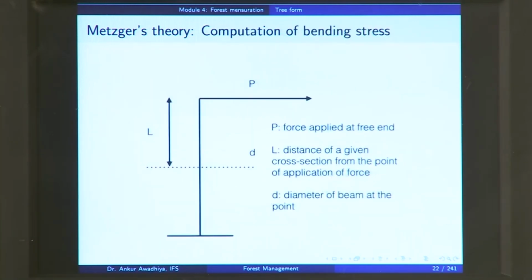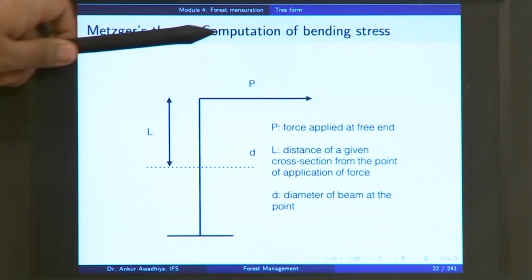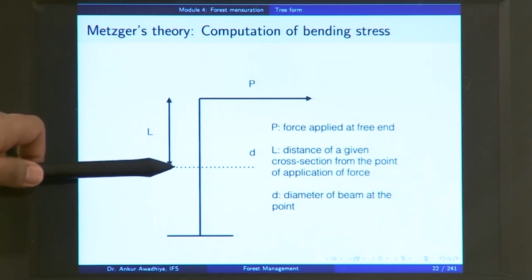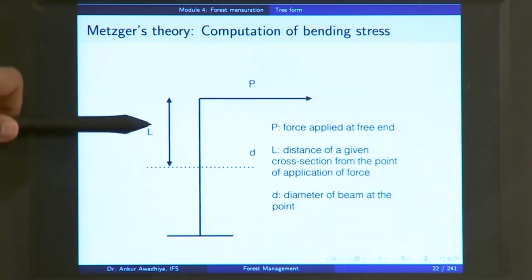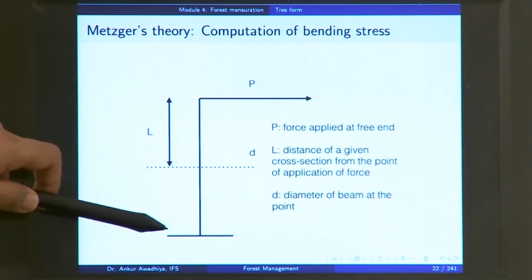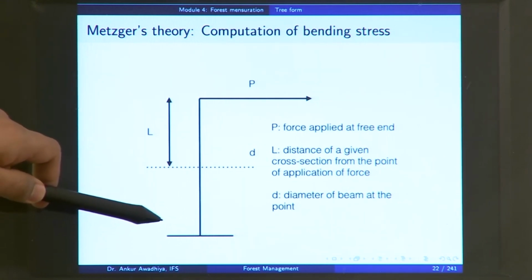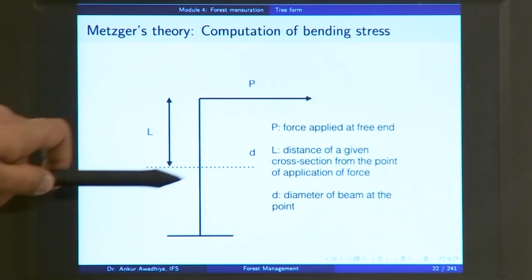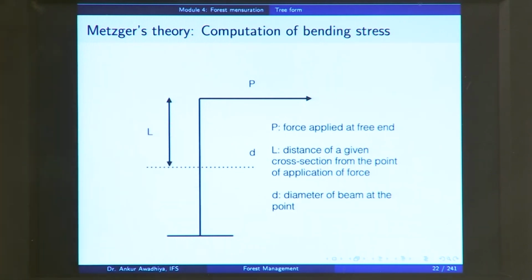So, if we put it mathematically, this is our tree, and we are applying a force P because of the wind. P is the force applied at the free end, and L is the distance of any given cross section from the point of application of force. At the bottom, L is equal to the height of the tree, at the topmost portion L is equal to 0, and D is the diameter of the beam at that point.